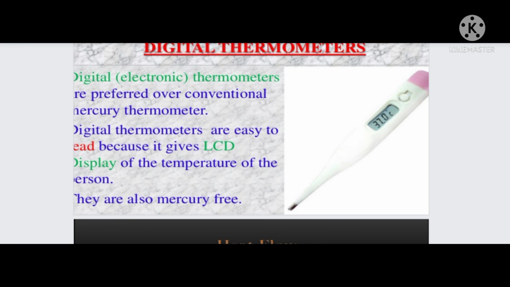So I hope the measurement of temperature, the clinical thermometer and the digital thermometer, all these concepts are clear to you. Thank you very much.